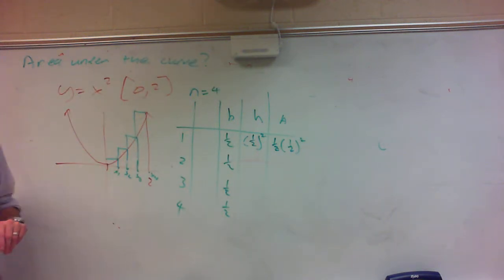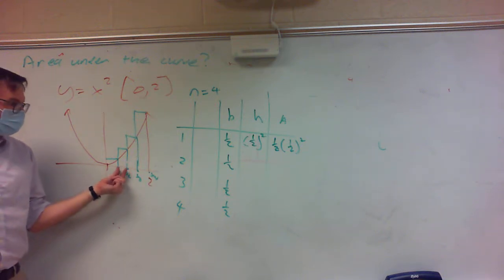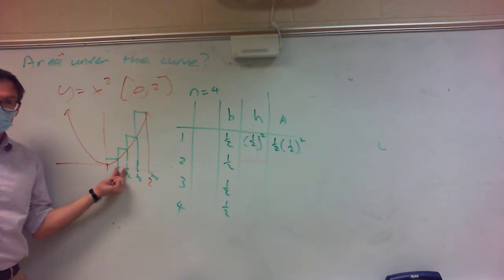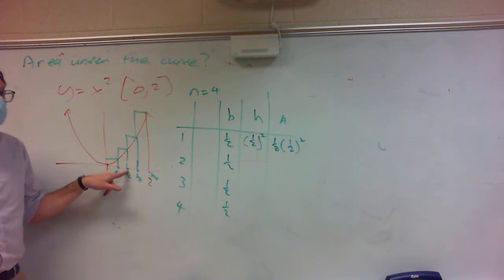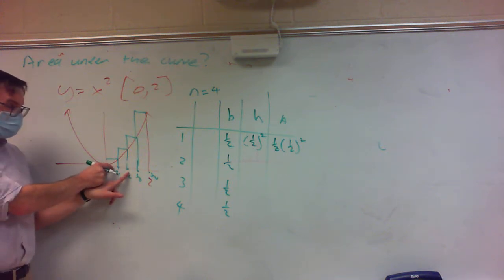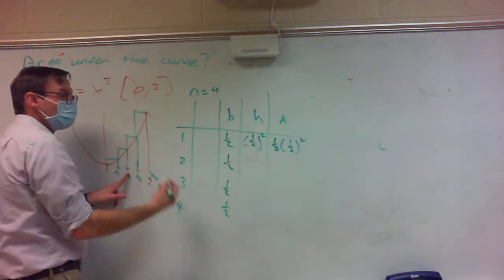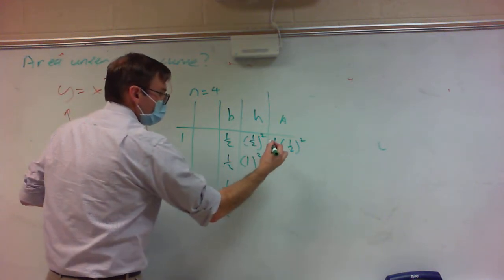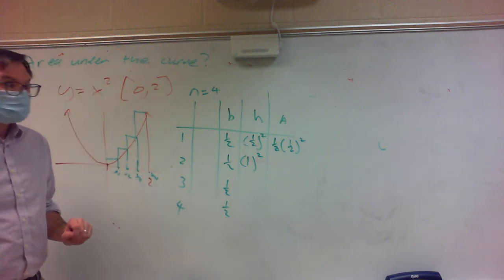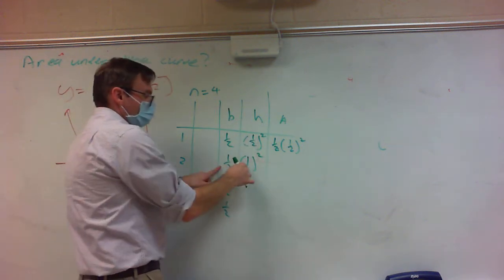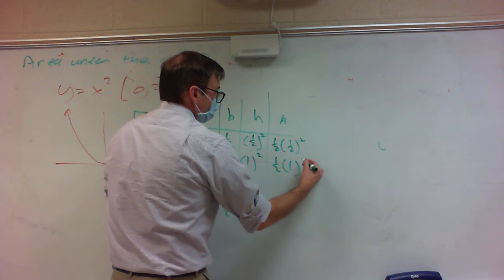Okay, let's find the area of the second rectangle. We already know the base is 1/2. To get the height, I have to plug this x value in. What is this x value? 1, right? So I plug it into my function, and this is going to give me 1 squared. So if I want this area, well, this times this, I get 1/2 times 1 squared.